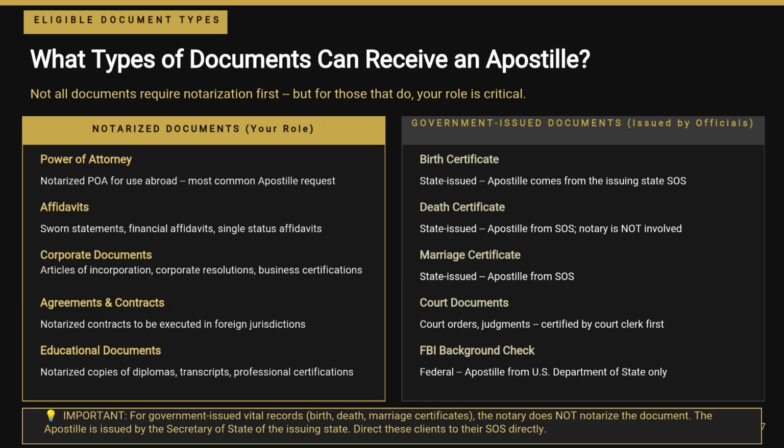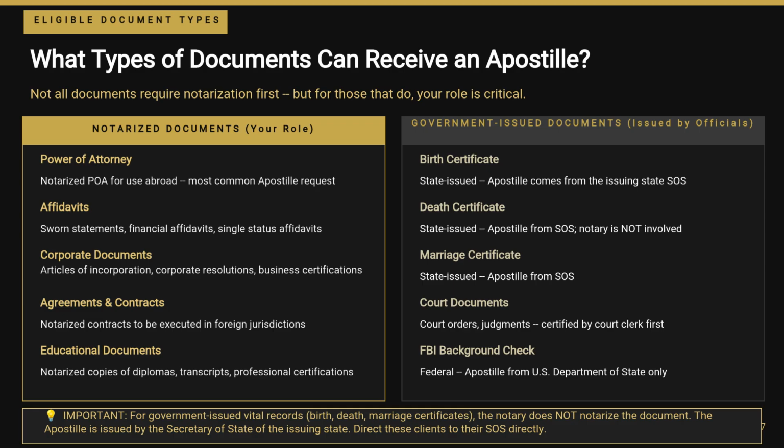Government-issued documents are completely different. A client's birth certificate, marriage certificate, or death certificate was issued by a government office. It was signed by a county clerk or registrar, not by a notary. The apostille for these documents comes from the Secretary of State of the state where the document was issued, not from you. And the FBI background check is a federal document. Its apostille comes from the U.S. Department of State in Washington, D.C., not from any state SOS.